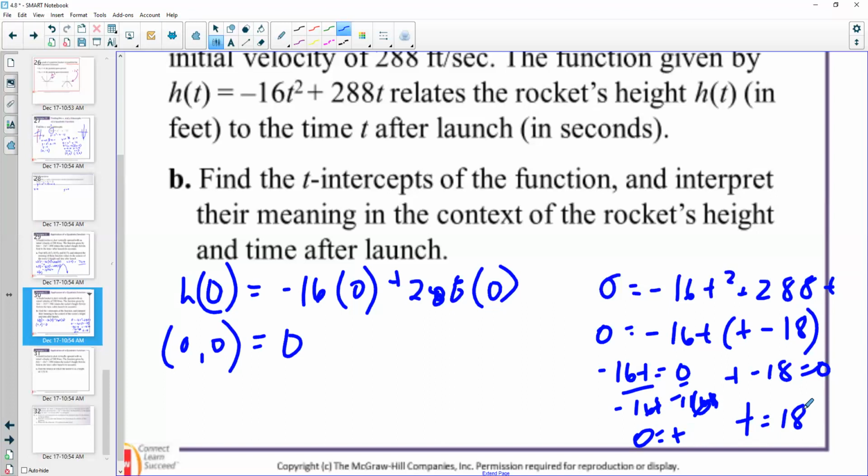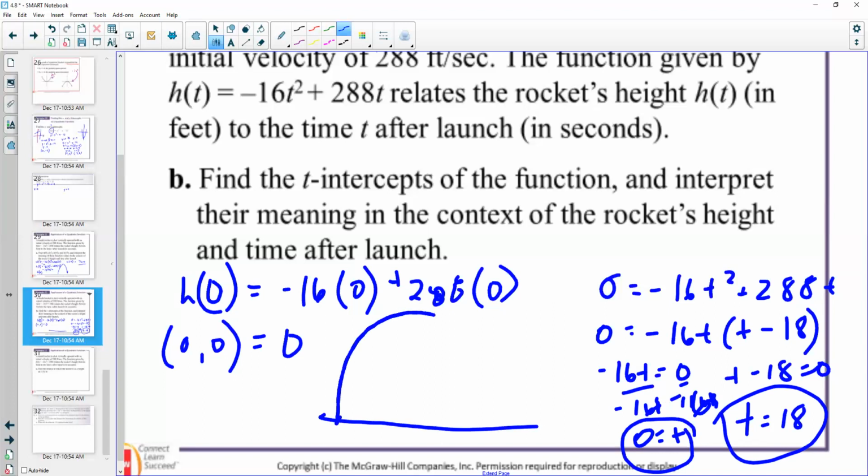Okay? So what's going to happen here is the height is 0 at that initial time, which we knew, and at 18 seconds. So here's time 0. Your rocket's sitting on the ground. It goes up, it goes down, and it lands when time is 18 seconds.